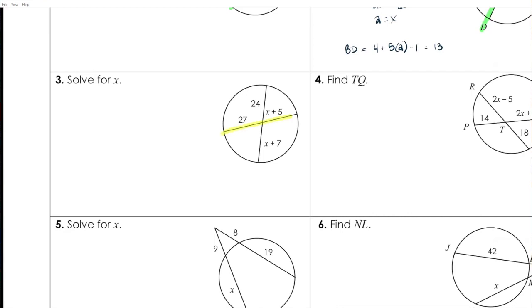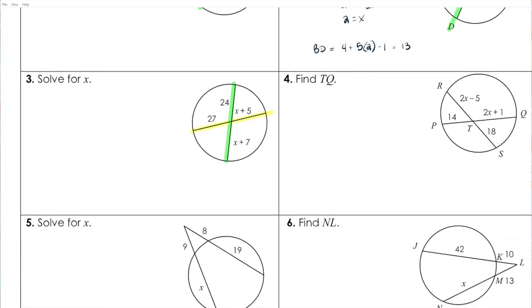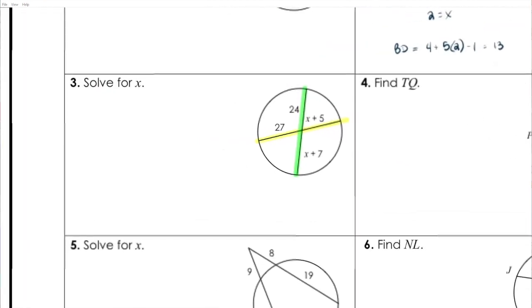Solve for x. Take your time, draw out this step. I know you're tempted to not want to do it. But 24 times (x plus 7) is 27 times (x plus 5).